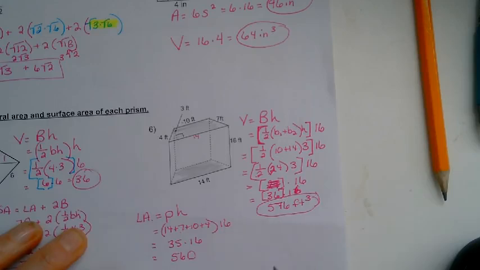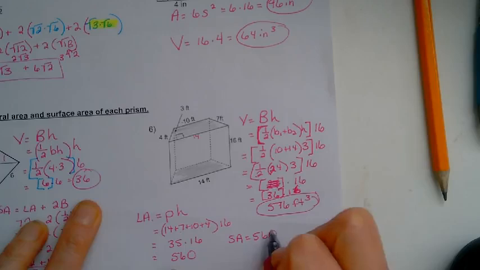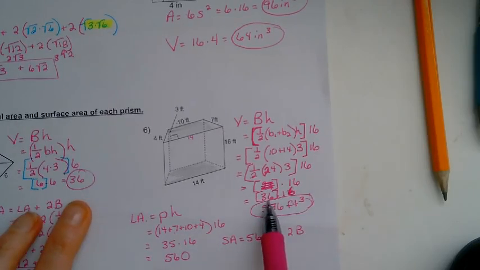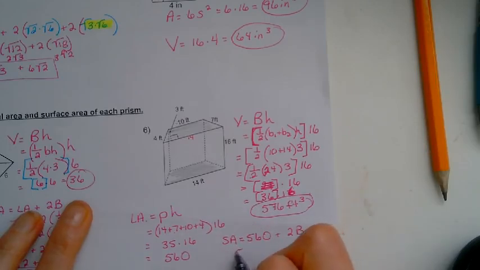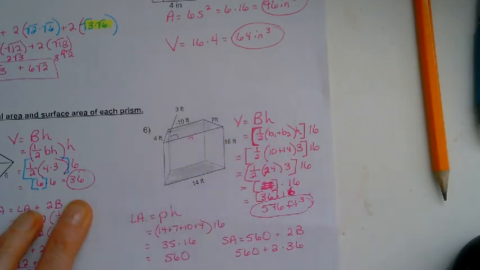Now our surface area is going to be equal to that plus the area of the bases. Well, we found the area of the base. It's 36. So I'm just going to say it's 560 plus 2 times 36. The area of this base is 36. That's 560 plus 72. That's 632 feet squared. Now I forgot to put the feet squared over here on the lateral area. There we go.